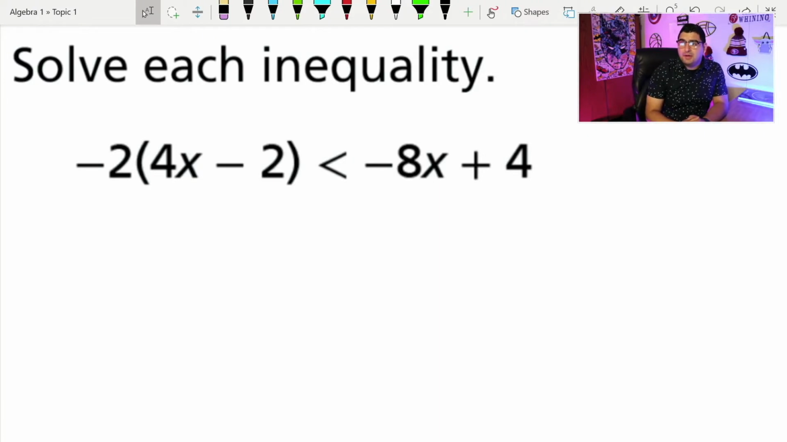Today we're going to be talking about some special cases that we run into when we're solving linear inequalities. Let's go ahead and get started. Here's an example of a special inequality that's going to have a special answer. So let's begin by solving it.